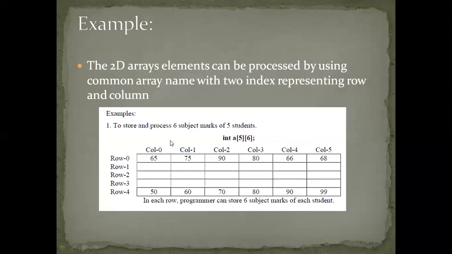So in this example, how many rows have we taken? 5 rows, which are 5 students, and 6 subjects. So the column value is considered as a subject and the row value is considered as a student. Are you getting it? Since 5 students are there, the rows are 0 to 4. We have gone through the index value of the row: it starts from 0 and ends with the row size minus 1. Row size is 5, 5 minus 1 will be 4.